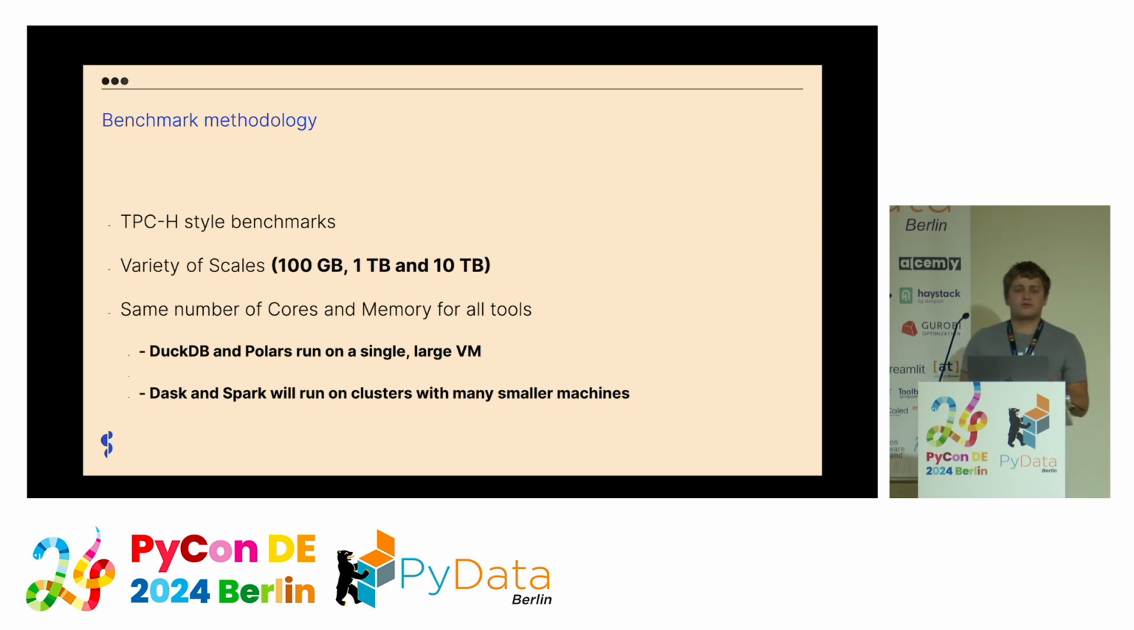DuckDB and Polars are both single machines, so they get a single, very, very big VM. And Dask will get the same number of cores and the same memory, same for Spark, but as many, many small machines, just so that we can utilize the distributed nature of both frameworks.